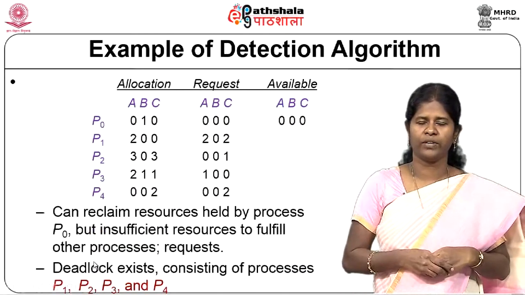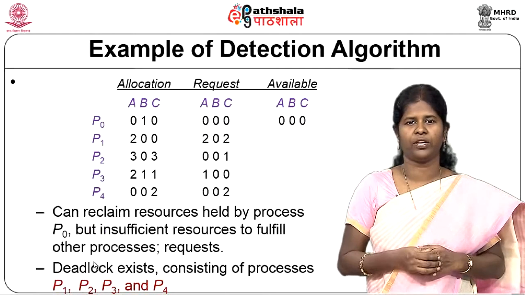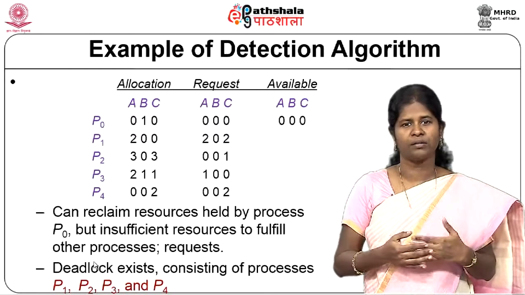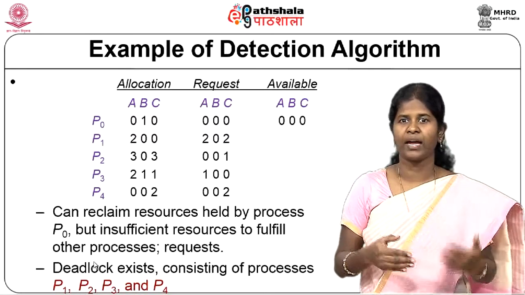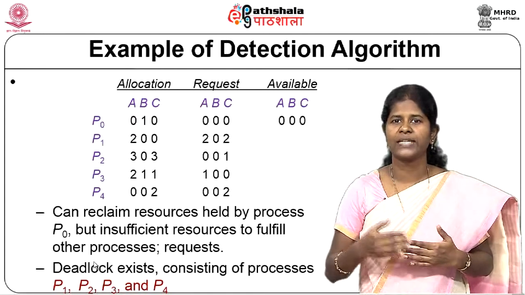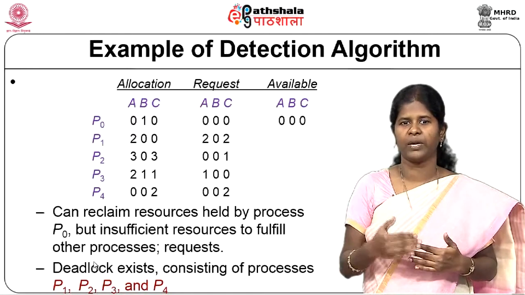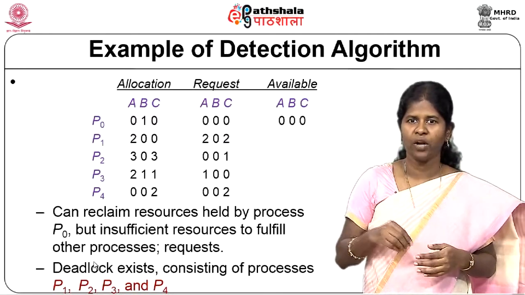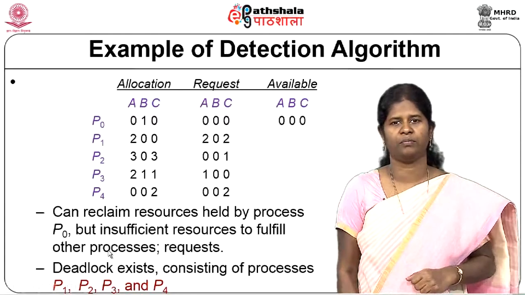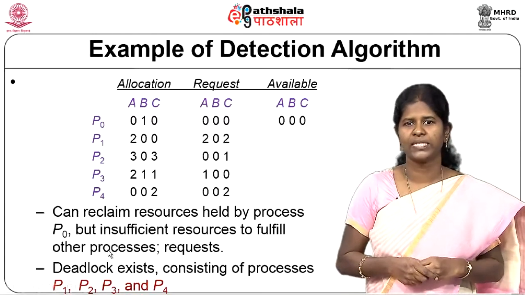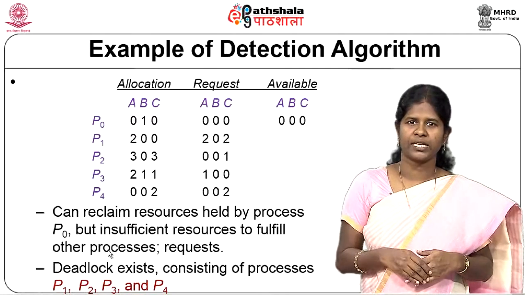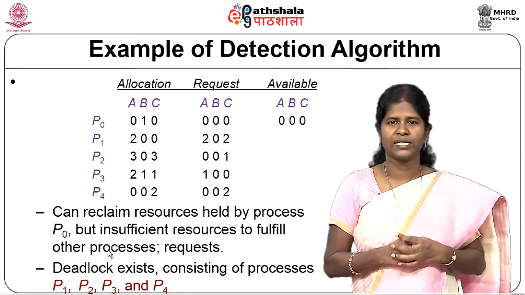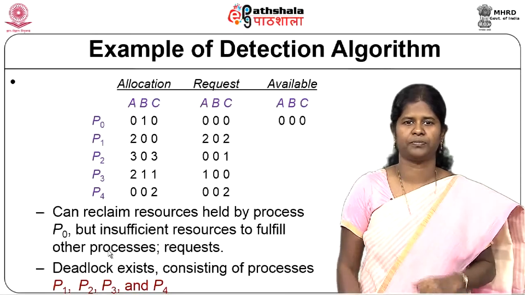Even though you are able to claim the resources currently held by P0, P0 is not involved in a deadlock, and you can get back the resources allocated to P0. But even in that case you cannot satisfy the requests of the other processes P1, P2, P3 and P4. So there is a deadlock, and the processes involved in the deadlock are P1, P2, P3 and P4. With this algorithm we see that it is possible to detect deadlocks when you have multiple instances of a resource type. This is a variant of the Banker's algorithm.